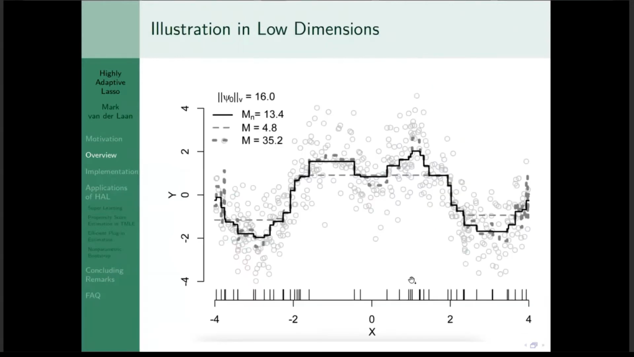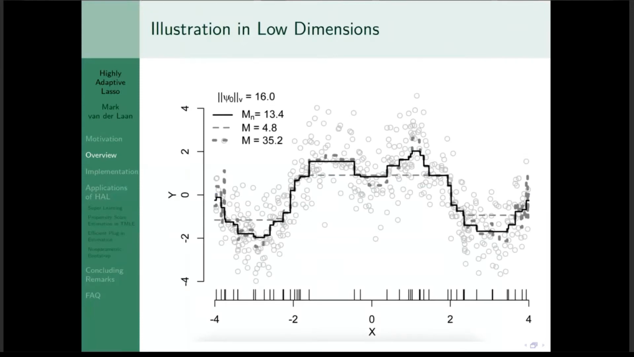Here you see an example of how it kind of works. Here's a one-dimensional regression, and the variation norm of the true function, which is how much it goes up and down. When it goes up, you add it up, and then when it goes down, you add that again. And so you add up all these increments of the function, and that's the variation norm of the true function.